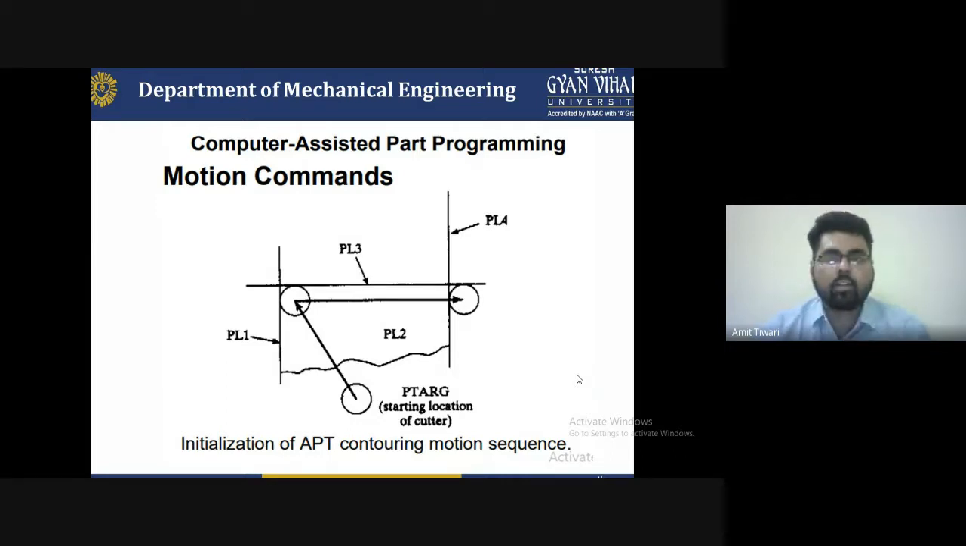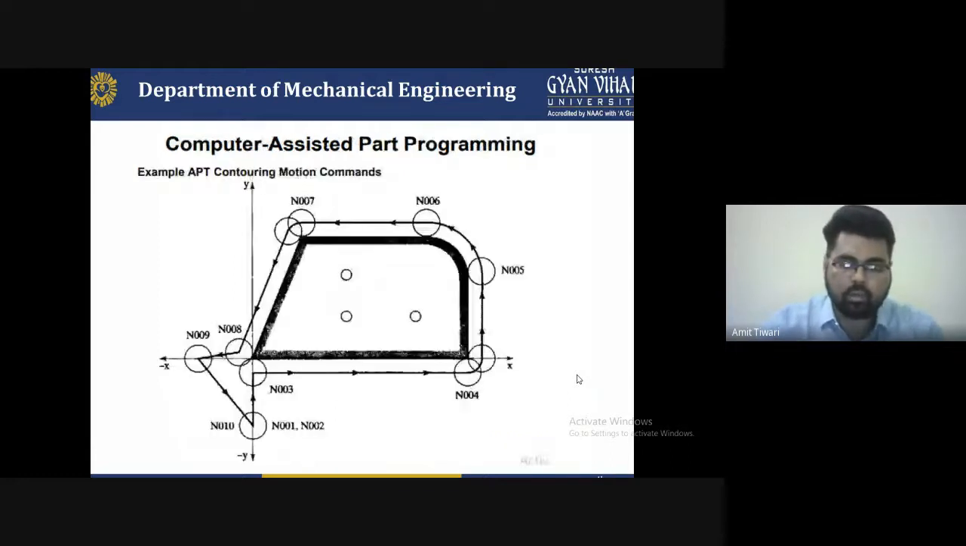Now the second is the command motion, used for maintaining quality, that is the initialization of the APT contouring motion sequences. With this, we can understand all the process parameters and all the criteria. So this is another type of motion command. It is computer assisted part programming, for example the APT automatic part programming technology or tool. The contouring motion command is to be used.